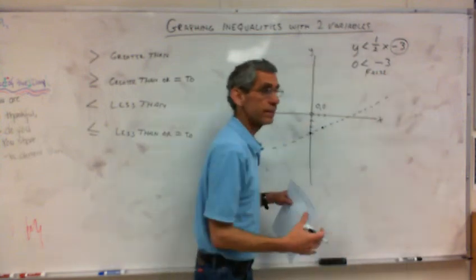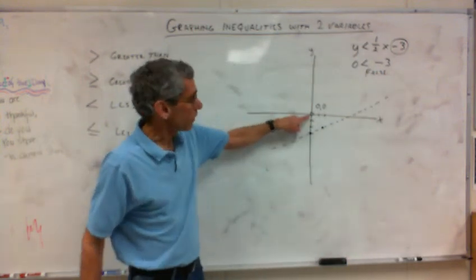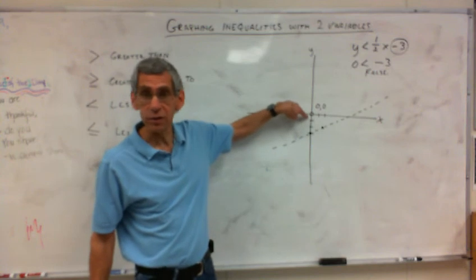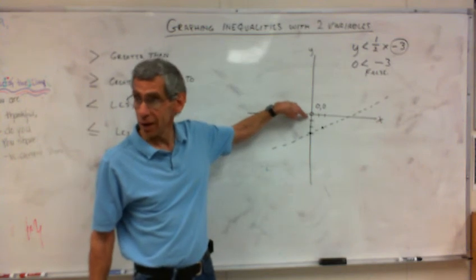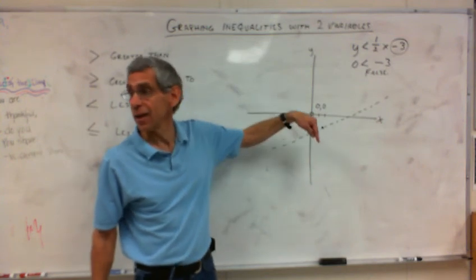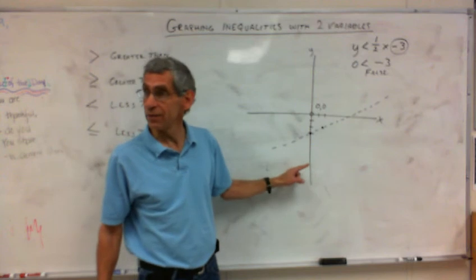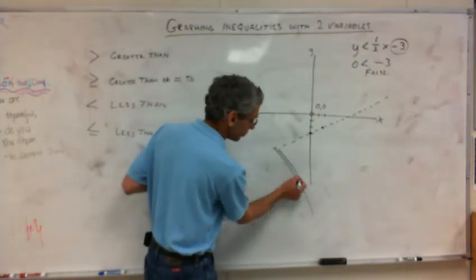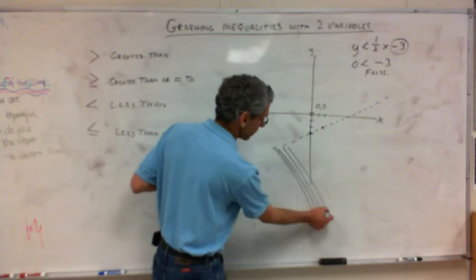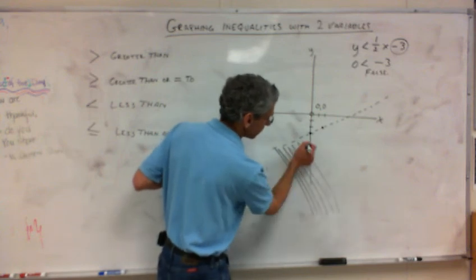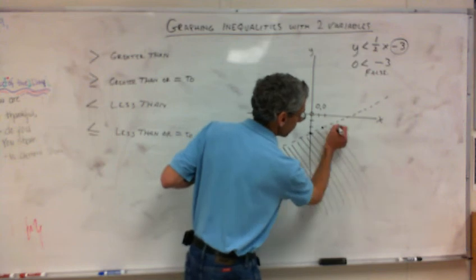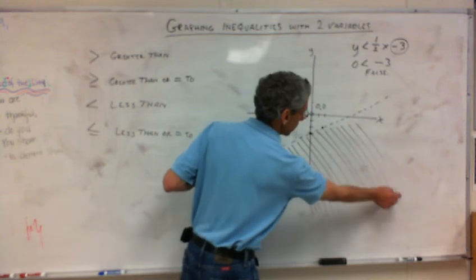All right, what does that tell me? That tells me that this side of this boundary line is not a solution. And it also tells me another thing. It tells me that the other side of the boundary line is a solution. That means every point down here is a solution. And so you shade it in. You just go like this. And that is how you graph an inequality.